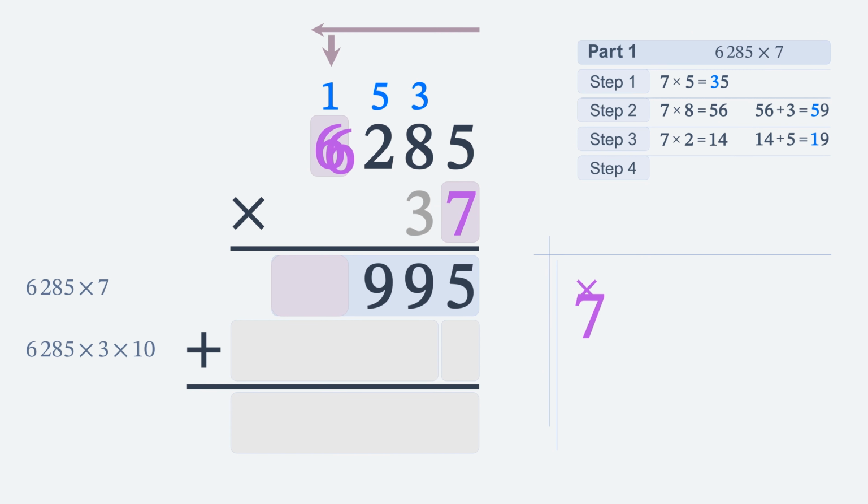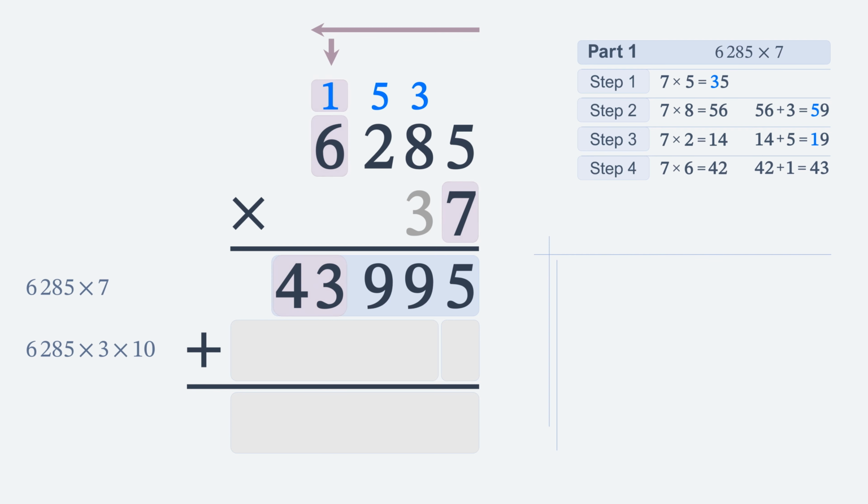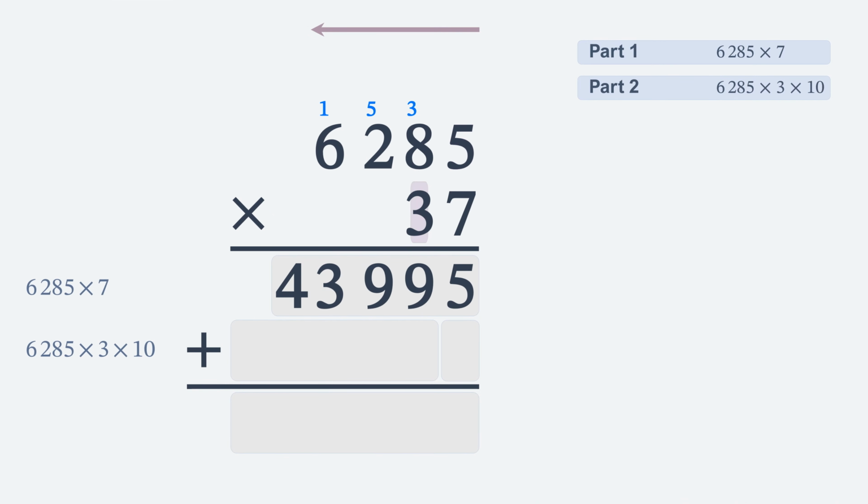We multiply 7 by 6, which is 42. Since we carried 1, we add it to 42. 42 plus 1 equals 43. It's a two-digit number, but it's the last step, so we don't need to carry. Thus, 6,285 times 7 equals 43,995.